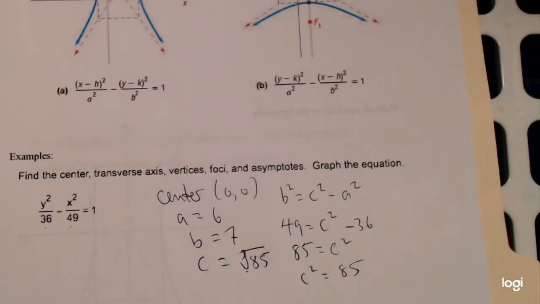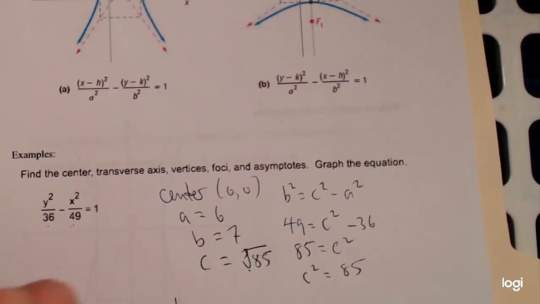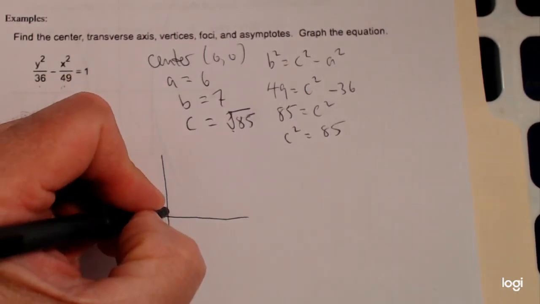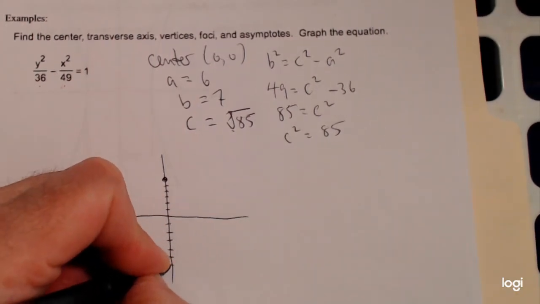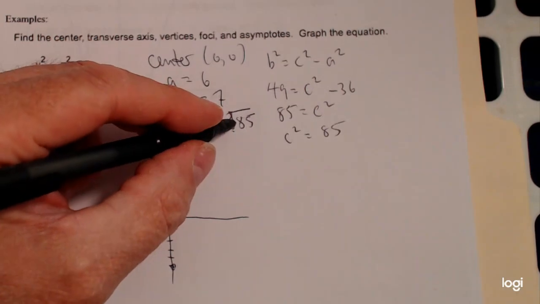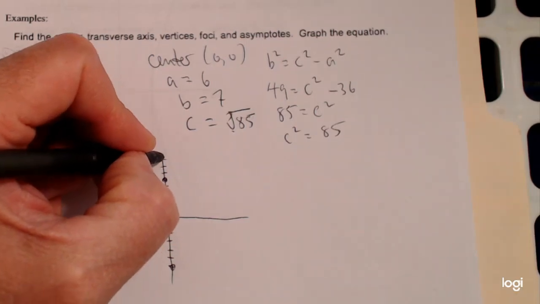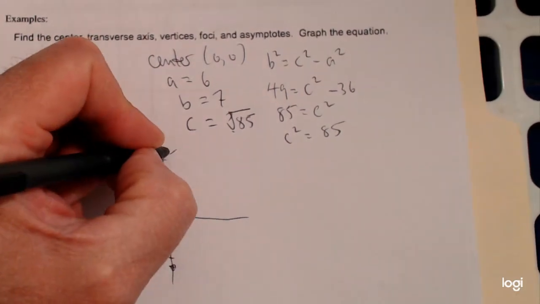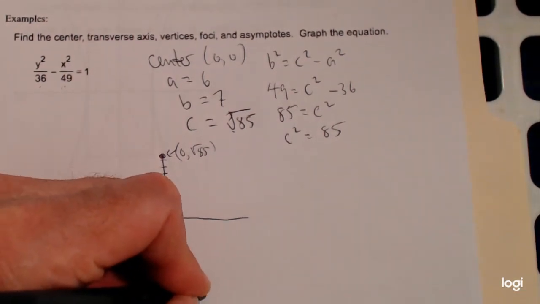Okay, so C is the square root of 85. So now we're going to graph it. All right, so we know it hits the y-axis at 6 and negative 6. We know that the focal point is square root of 85. Now, the square root of 85 is roughly 9, a little bit more than 9, right? And so that's 0, square root of 85, and down here, 0, negative square root of 85.